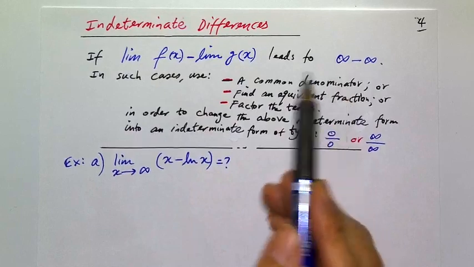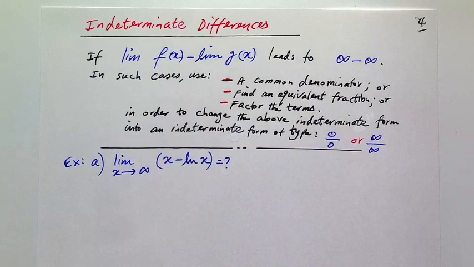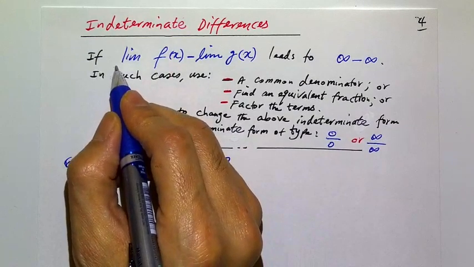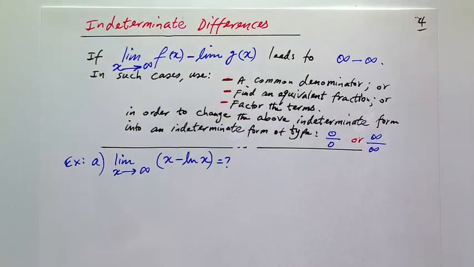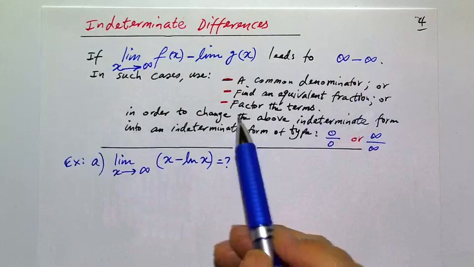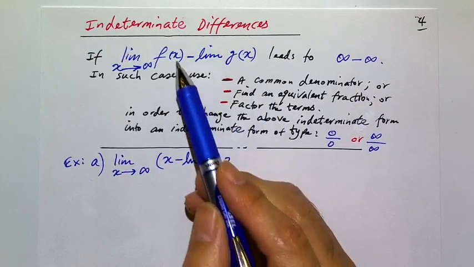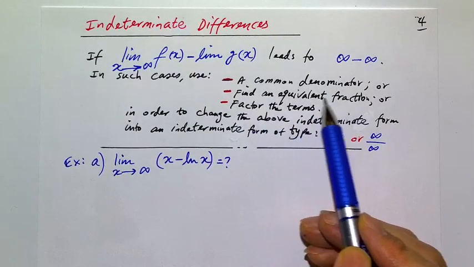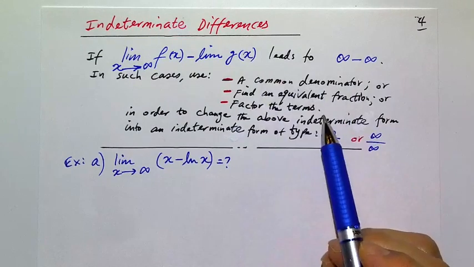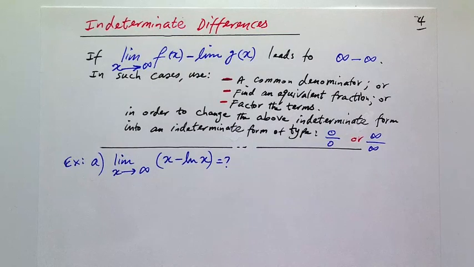So indeterminate differences, that's if we have, once you apply the limit, and I should actually put here, it seems that I forgot, limit of this expression as x goes to infinity, right? So if we end up with that, then in such cases, we want to write these down as a fraction and then find the common denominator, or find an equivalent fraction of some kind for the entire expression, or factor the terms such that we end up with a fraction. Any of these will work. Okay.